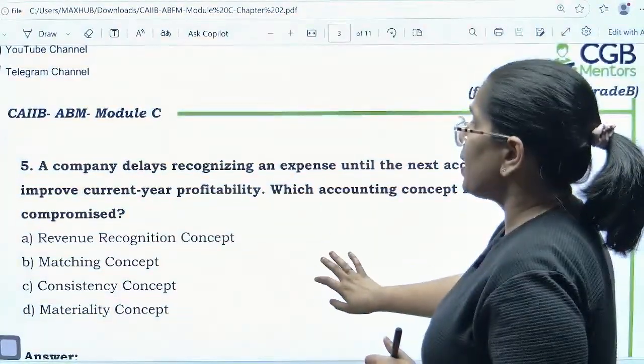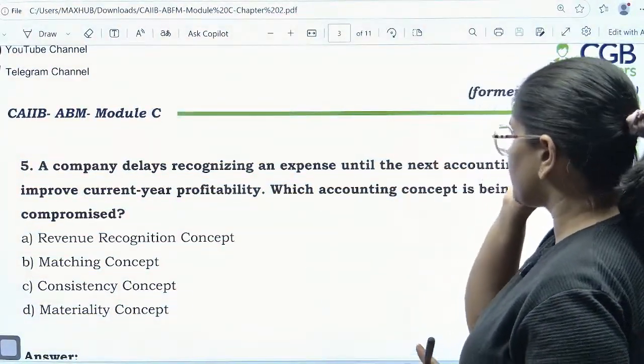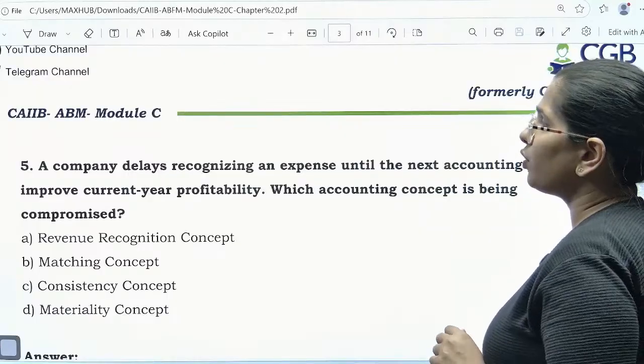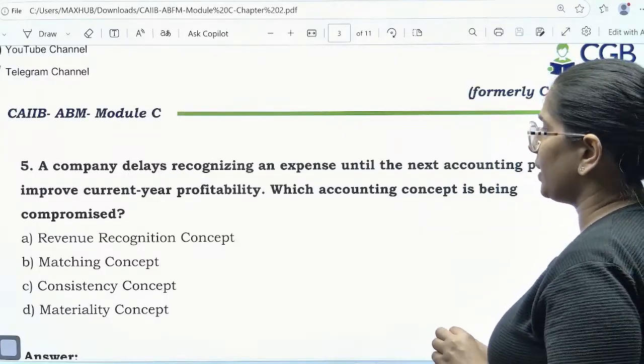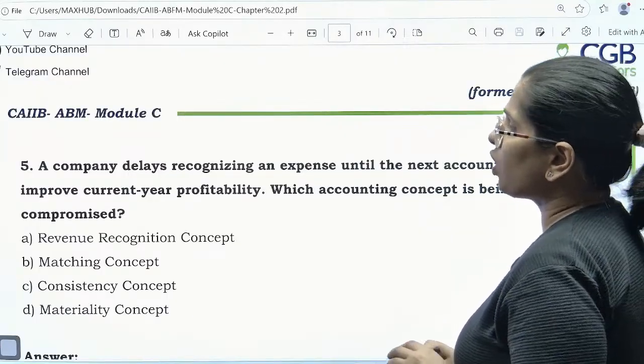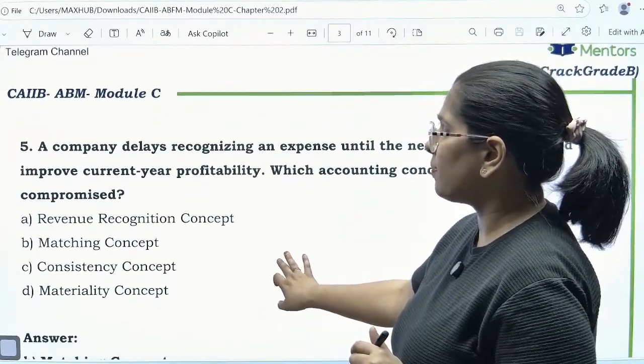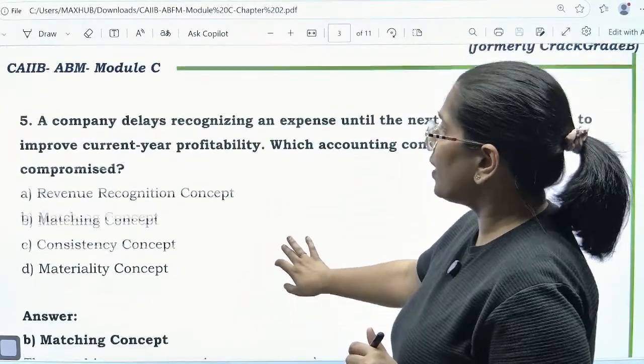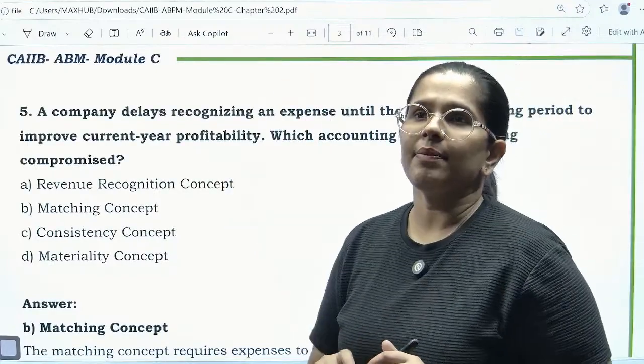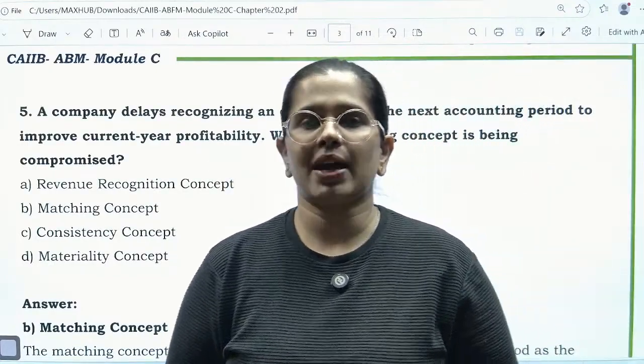Now next is, company delays recognition of expense until the next accounting period to improve the current year profitability. Which accounting concept is being compromised over here? Revenue recognition, matching concept, consistency concept, or materiality concept. So over here you are violating the matching concept. Why are you violating the matching concept?